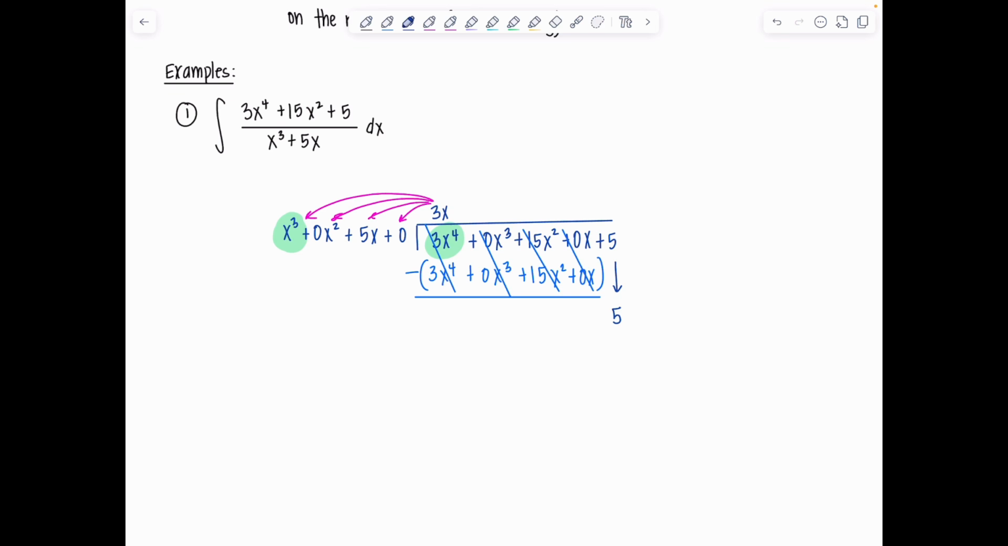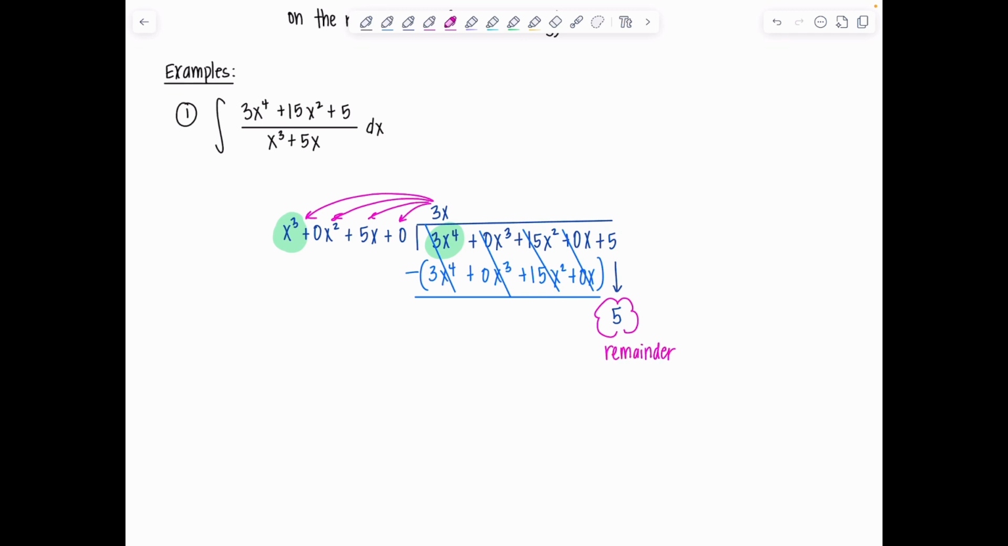And then now at this point, my long division has come to an end. How do I know? Because my divisor, this whole thing's the divisor, is degree 3, which is higher than what I'm trying to divide into. So then I know I'm done. This is now my remainder here.